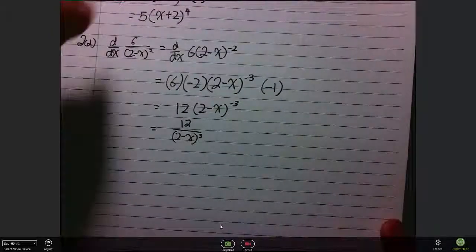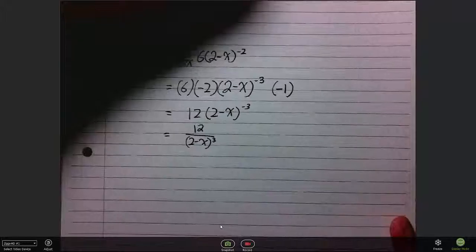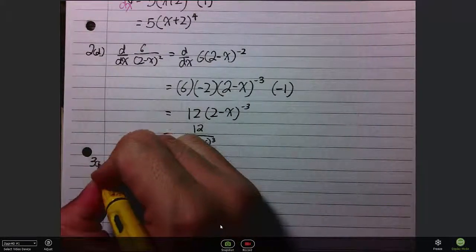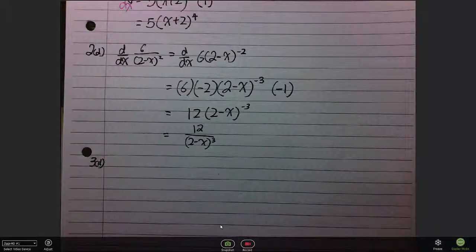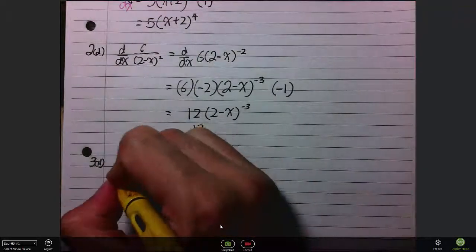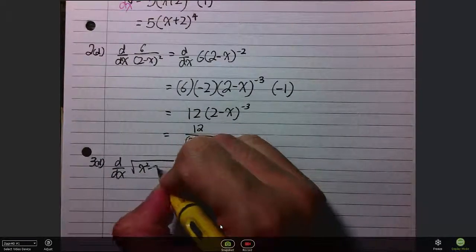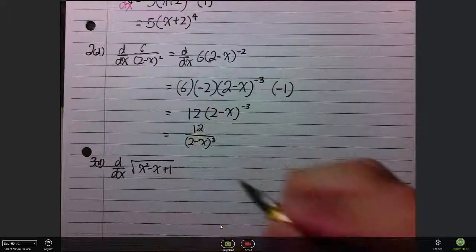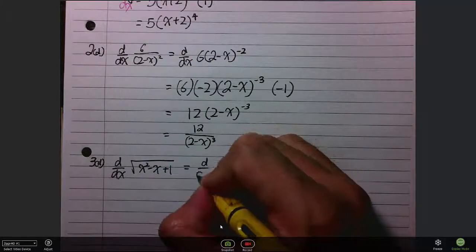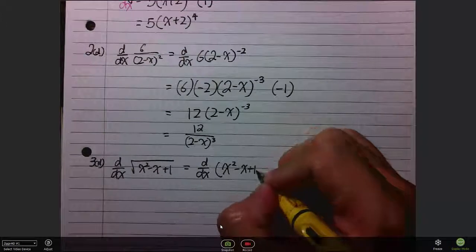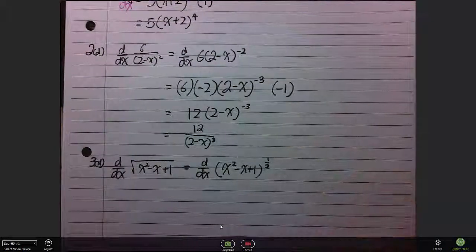I'll just do one last question with you, and then that's it for this portion, because this is just a method, nothing much here. I'll do 3d. 3d is to differentiate with respect to x the square root of x squared minus x plus 1. First, I write it in a form that's easy for me to differentiate. I write (x squared minus x plus 1) to the power of half.